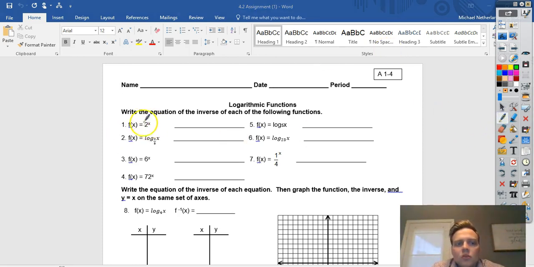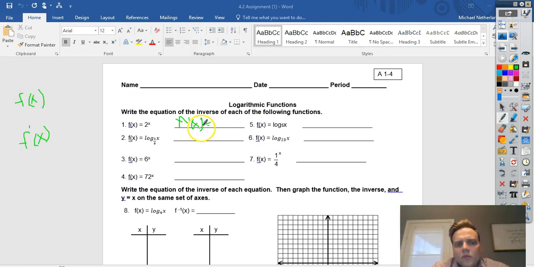So here's the basic idea. If you have an exponential function, such as we do right here on number 1, where it's 2 raised to the x, then the inverse of that would be f inverse of x. That little mark means inverse. So when you see something that looks like this, it just means the inverse of your function f of x. Anytime you see this, it's the inverse function.